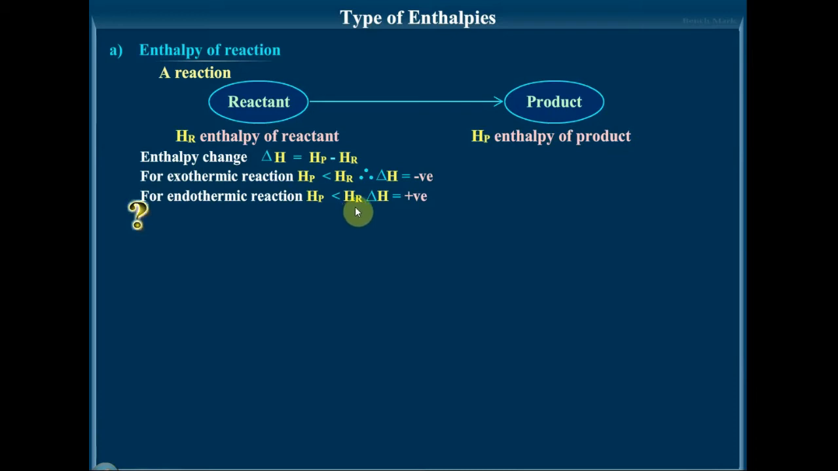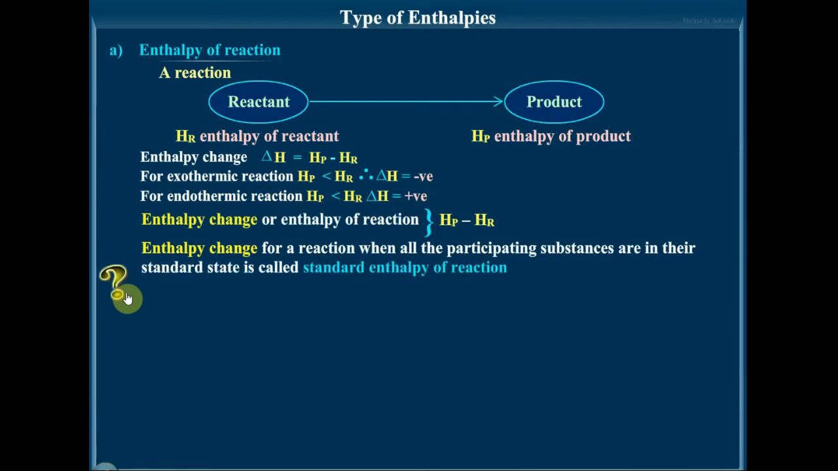There is a mistake here. You have to correct it when you are writing in your notebook. In that case, when the product's enthalpy is greater, automatically the delta H value would come out to be positive. So when you find delta H positive for a reaction, that is an endothermic reaction. When the value comes out to be negative, it is an exothermic reaction. Hope it is clear to you. Enthalpy change of a reaction is the enthalpy of products minus the enthalpy of reactants.